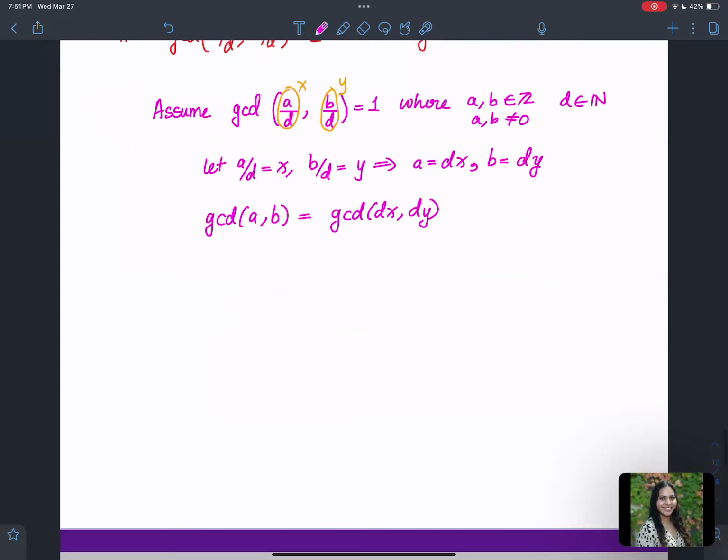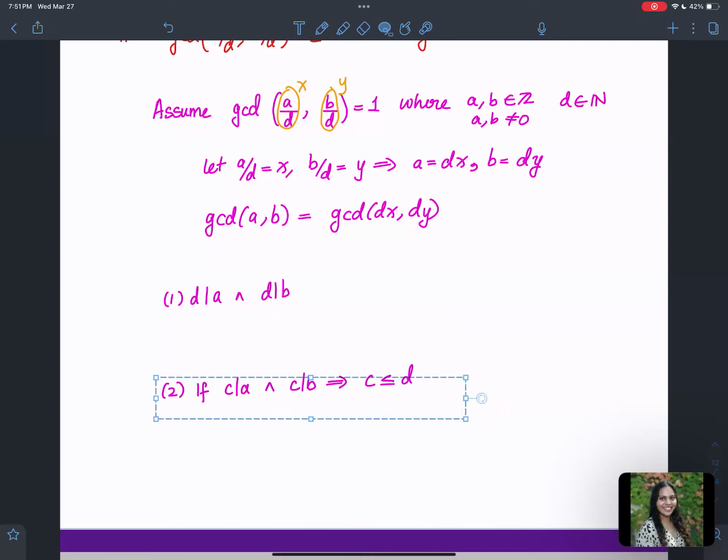Now, obviously my claim is that GCD has to be D. So I need to make sure it satisfies both the conditions. First, I need to make sure that D divides A and D divides B. I also need to make sure that if C divides A and C divides B, then C is less than or equal to D. You need to ensure both of these conditions are met. If both of these conditions are met, then D is the GCD, okay?